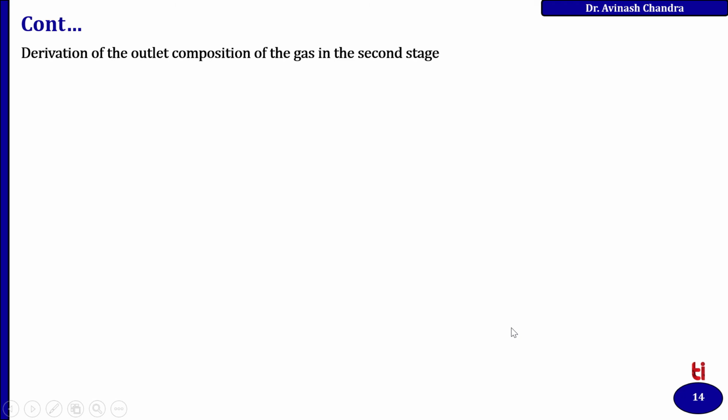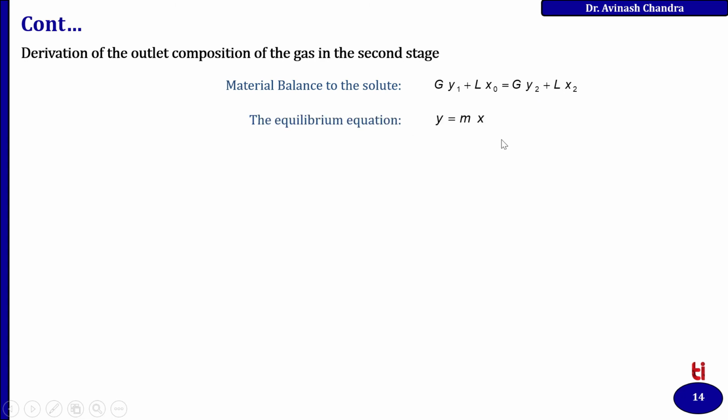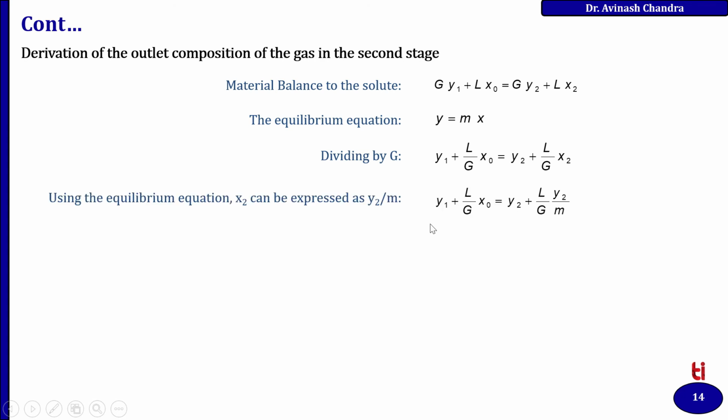Further, the derivation of the outlet composition of the gas in the second stage. Taking the material balance: G y1 plus L x naught equals G y2 plus L x2. With the equilibrium equation y equal to mx, dividing by G and replacing x2 in terms of y2 upon m.